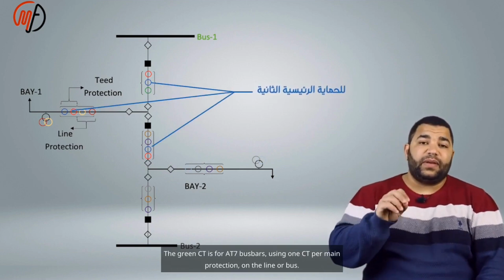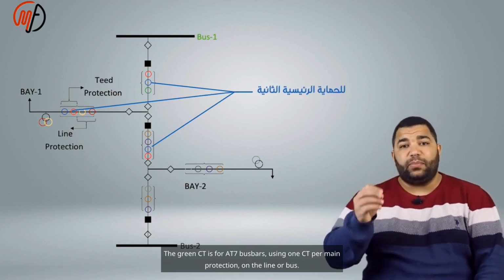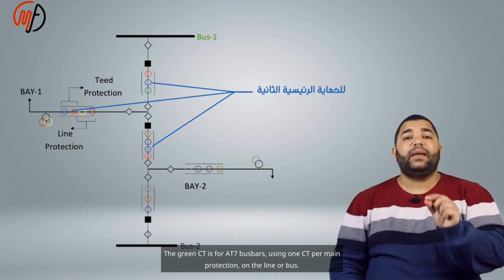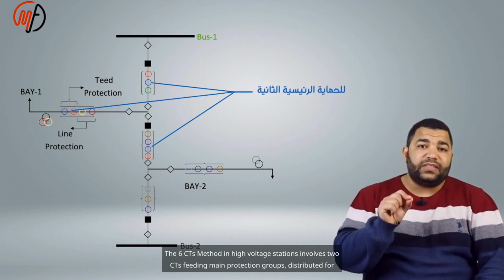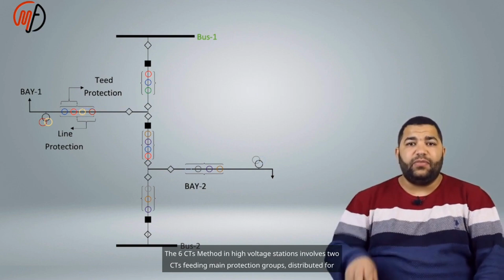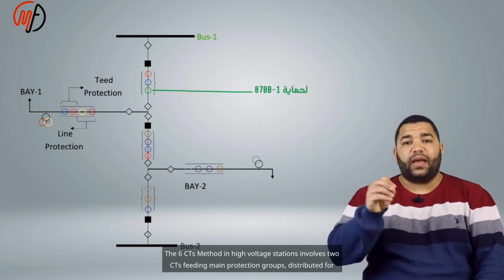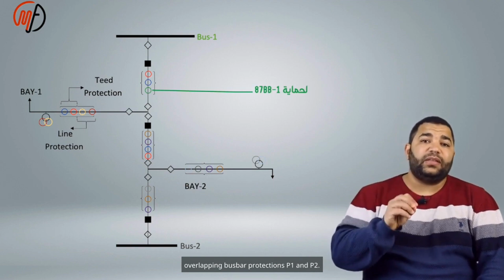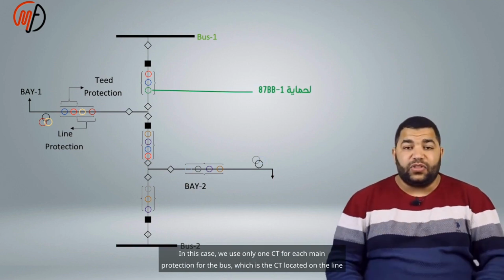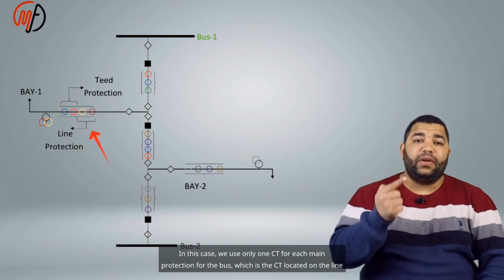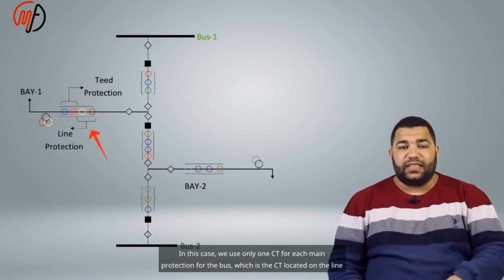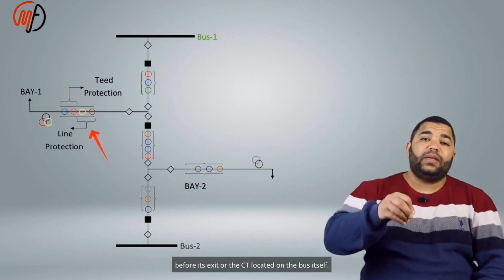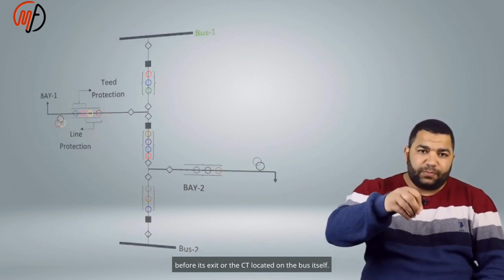The green CT is for 87 bus bars, using 1 CT per main protection on the line or bus, meaning on down, a down fault. The 6 CTs method in high voltage stations involves 2 CTs feeding main protection groups, distributed for overlapping bus bar protections, P1 and P2. In this case, we use only 1 CT for each main protection for the bus, which is the CT located on the line, for its exit, or the CT located on the bus itself.